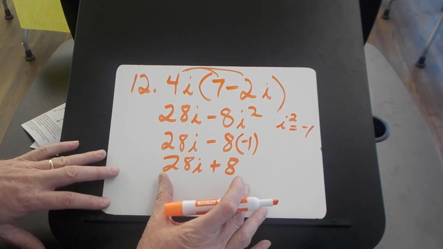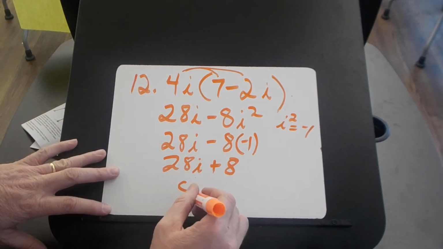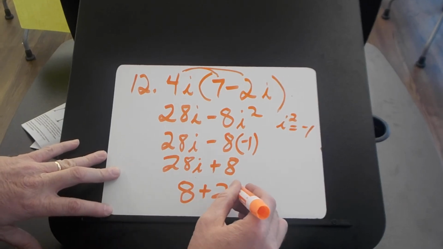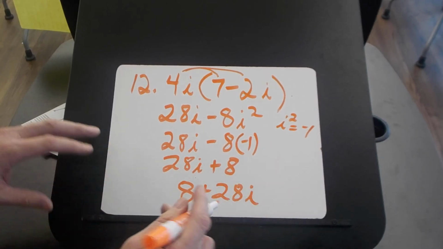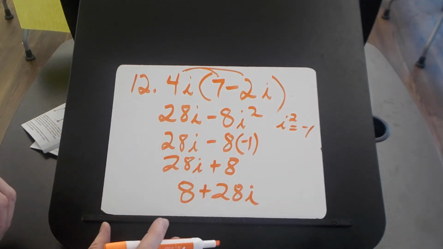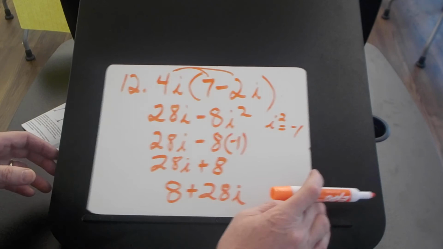Now, as a convention, we write the real part first and the imaginary part second. And so 4i times 7 minus 2i is 8 plus 28i. And one more. You can skip 13. Let's go to number 14.